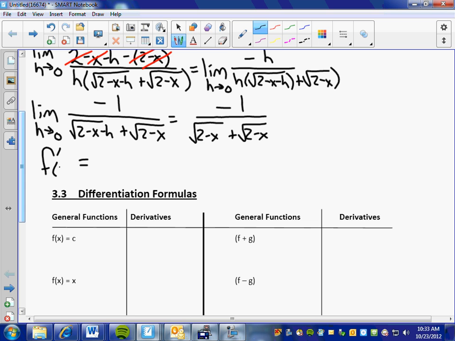So f prime of x, the derivative, is equal to negative 1 over the square root of 2 minus x. Very good.